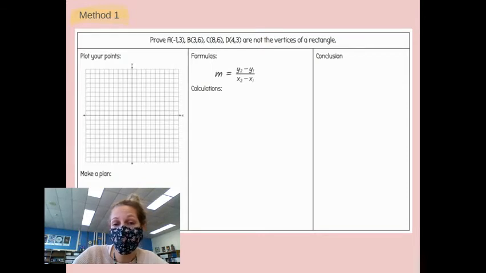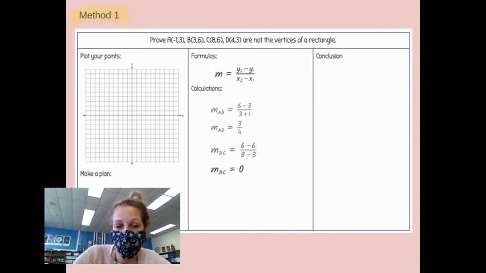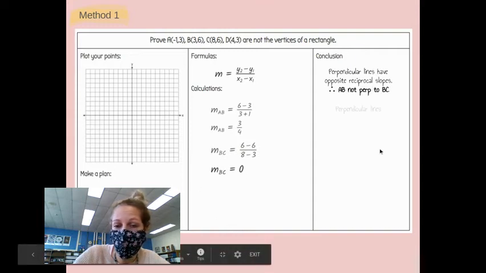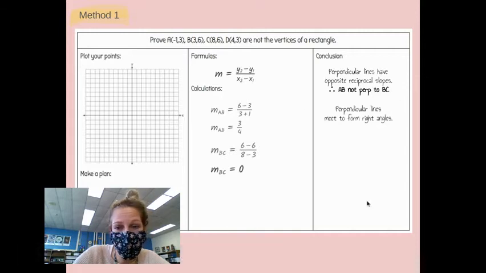Let's say we want to prove it's not a rectangle by showing there aren't right angles. We're going to use slope. I get the slope of AB and BC. Those are consecutive sides. 3/4 and 0 are not perpendicular. So I say perpendicular lines have opposite reciprocal slopes, and AB is not perpendicular to BC.